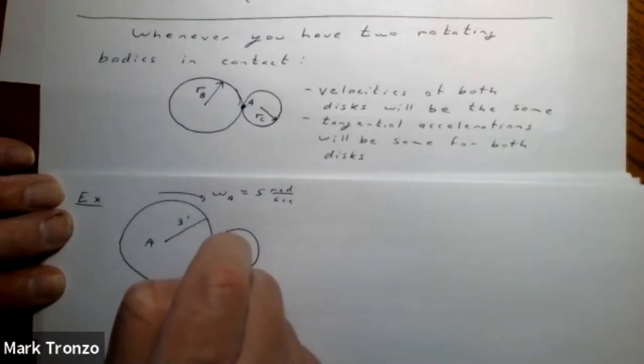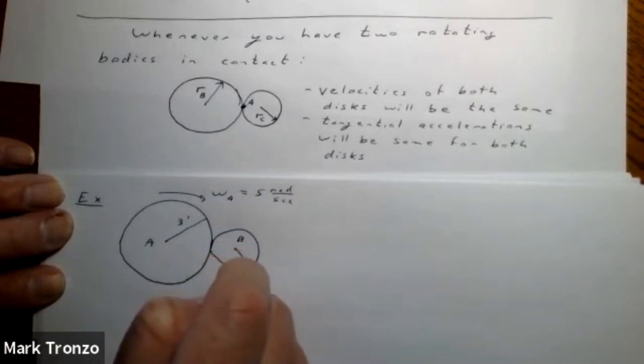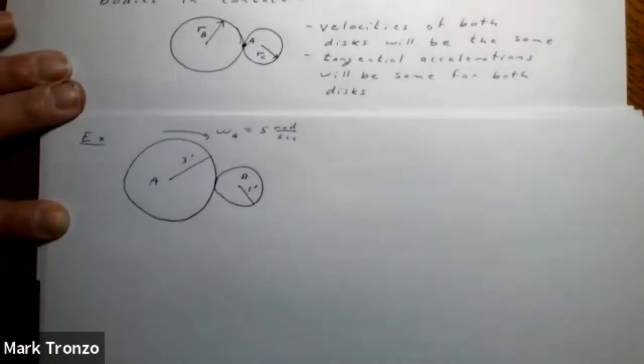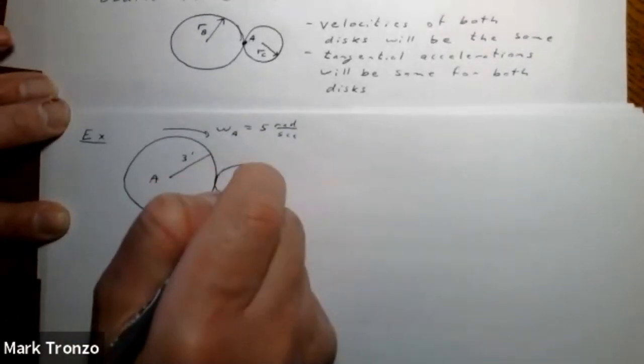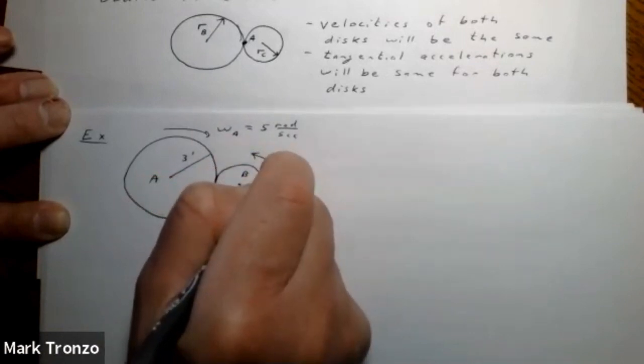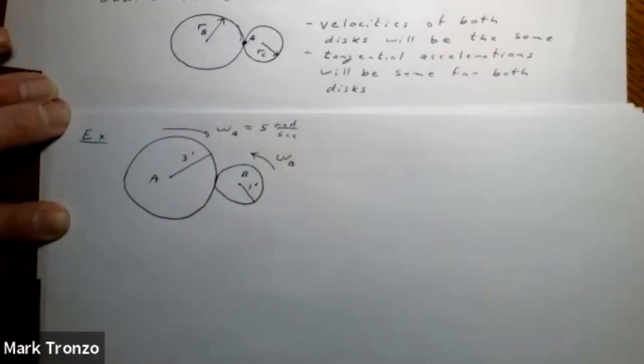And then you have disk B. And again, 1-foot radius. And it's moving at some velocity omega B, like this.